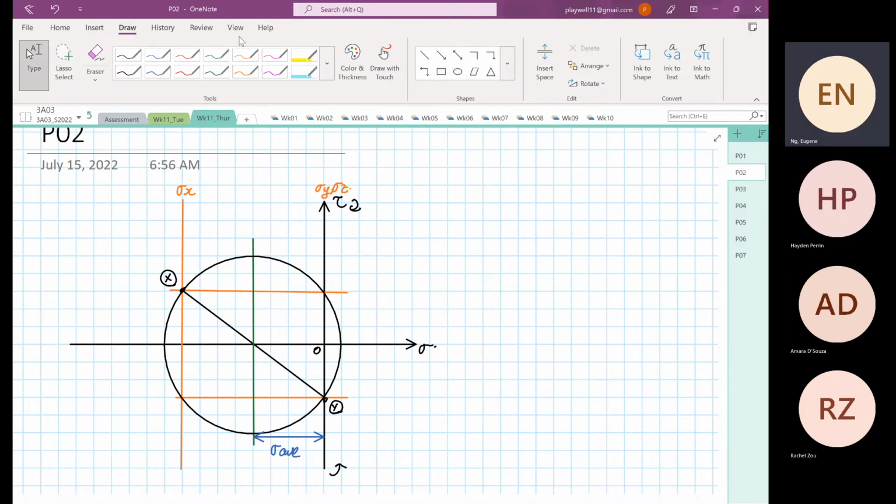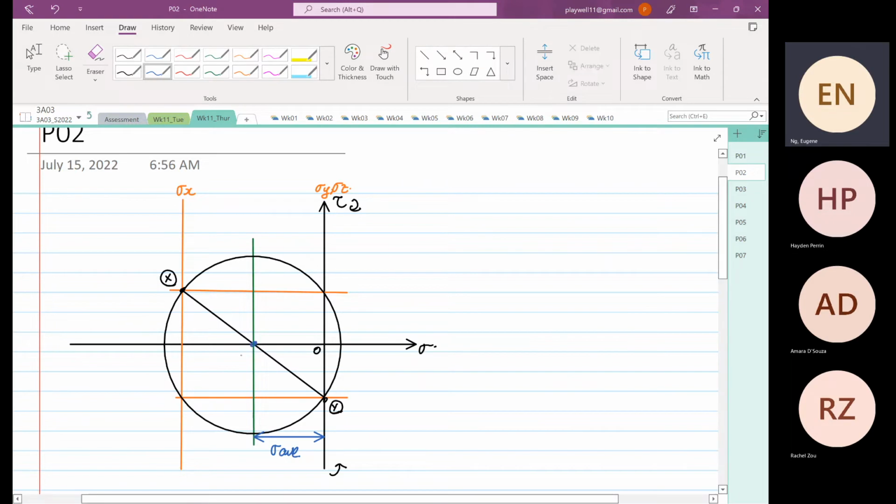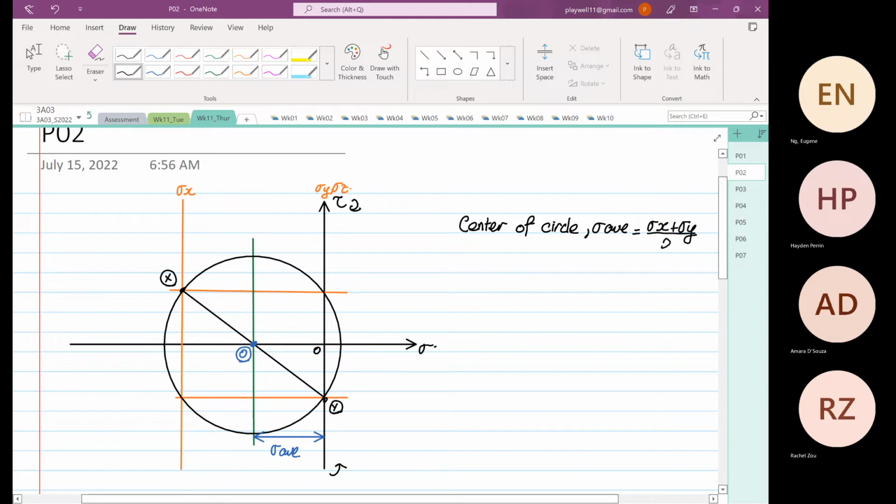The formula to determine our average stress is very straightforward. We are going to determine the center of the circle, and we usually have a dot down here. We call that point O. So we determine the center of the circle, which in this case is our average stress. This is equal to stress X plus stress Y divided by 2, right?